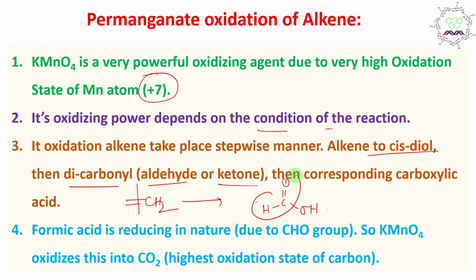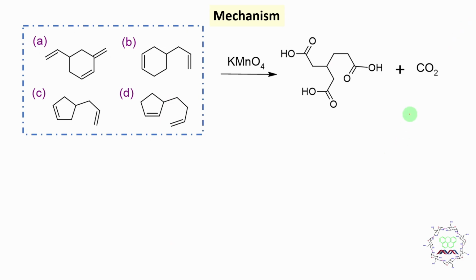Why? Because this formic acid has an aldehyde group. So aldehyde could be oxidized by KMnO4 into carbon dioxide, where the oxidation state of carbon is the highest, +4. So that's why you can see in this problem there is a carbon dioxide. So you need to check, okay, terminal CH2 must be there. By the way, this point is present in all of them, so it will not help you.